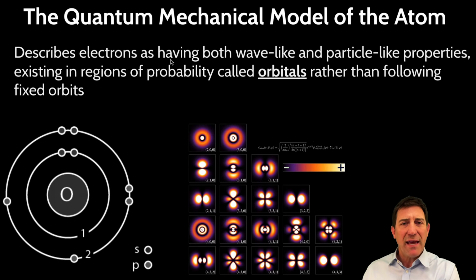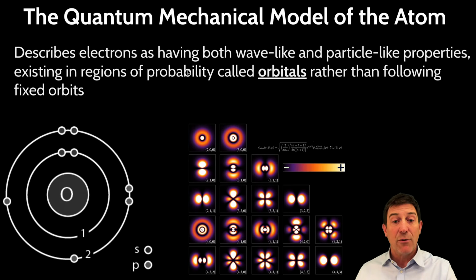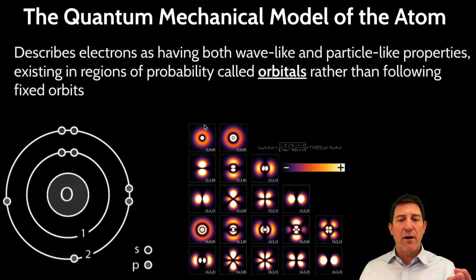So the quantum mechanical model, and I would write this down if I were you and taking notes, describes electrons as having both wave-like and particle-like properties, existing in regions of probability that we call orbitals. Now think about this. Each one of these areas is just mathematical probability. When electrons have been studied around the outside of atoms, this is an area where, in this example, they tend to be found. That's an area you would go back to if you were going to try to catch an electron. So it's the probability.